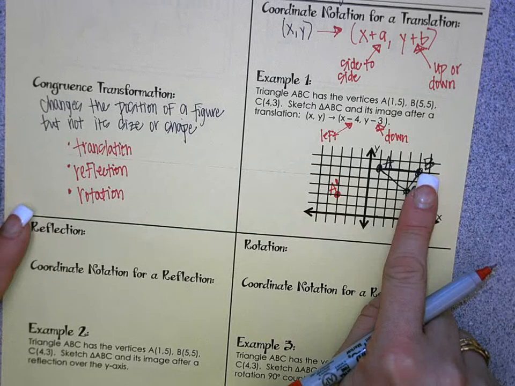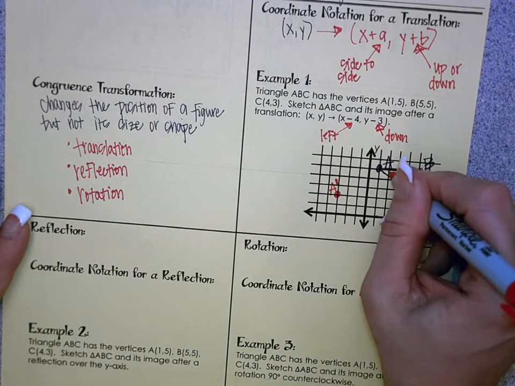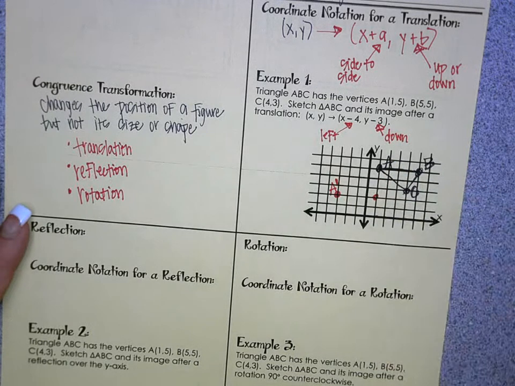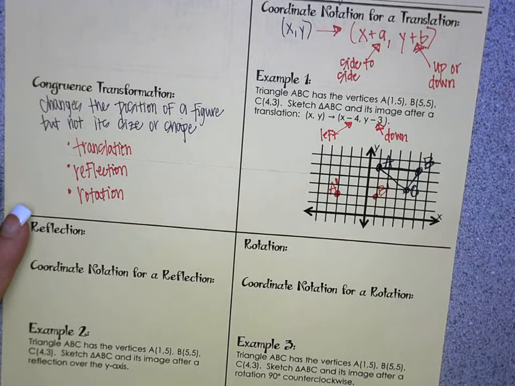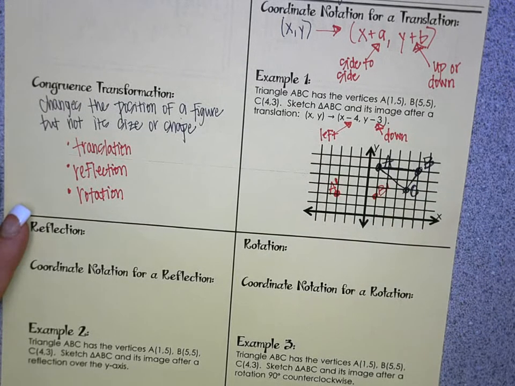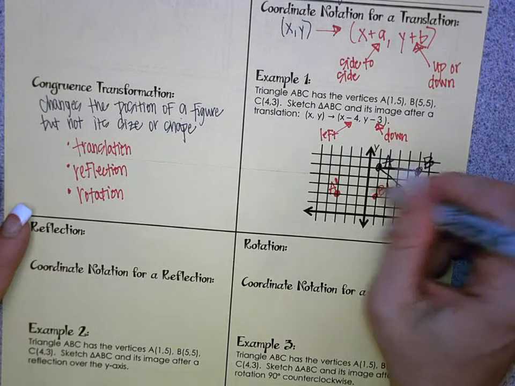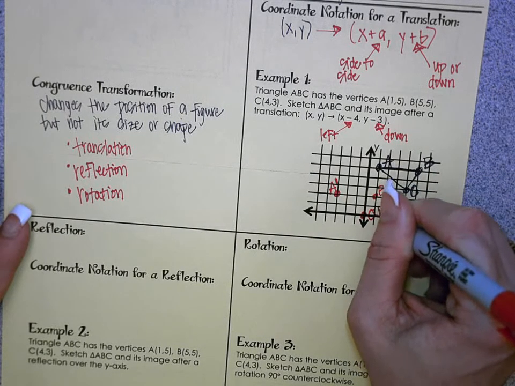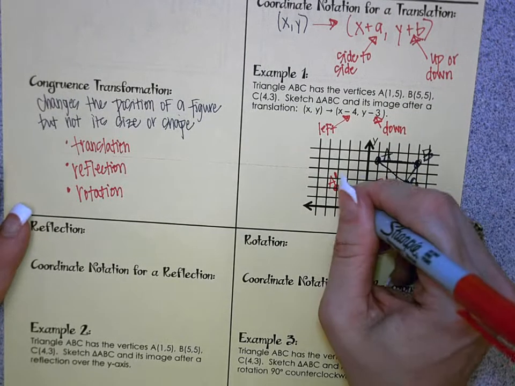Then we're going to do the same thing for B. From B, we're going to move left 4, down 3. So count over 1, 2, 3, 4, down 1, 2, 3. And that is B prime. Okay, so that's your new B location. Then you're going to do the same thing for C. Move left 4, down 3. And that's your new C prime location. Once you have all your new locations, connect the dots to make a triangle.